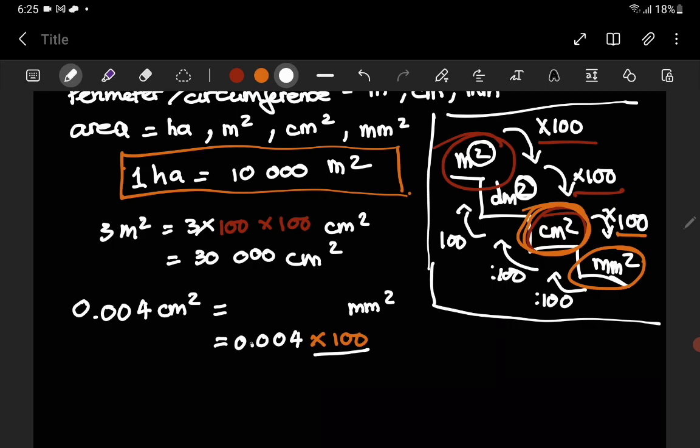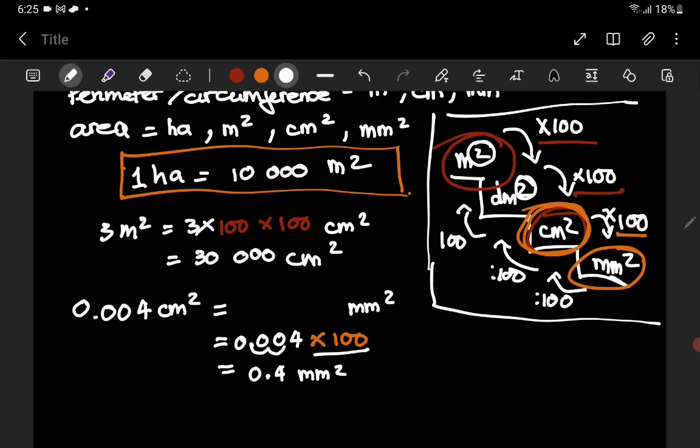You need to move the dot to the right, because when you multiply by 100, the number gets bigger. To make the decimal bigger in value, you move the dot to the right. How many times? Look at the number of 0s there. There are 2, so you move it 2 times. The dot will be there, so it will be 0.4 millimeter square.